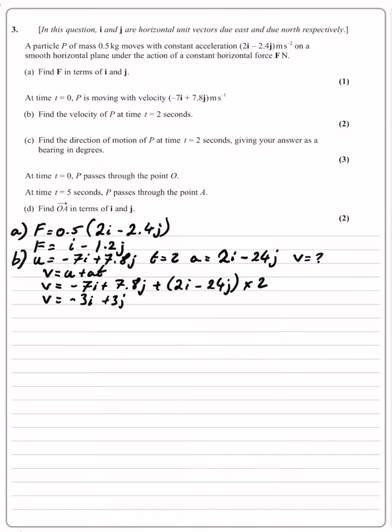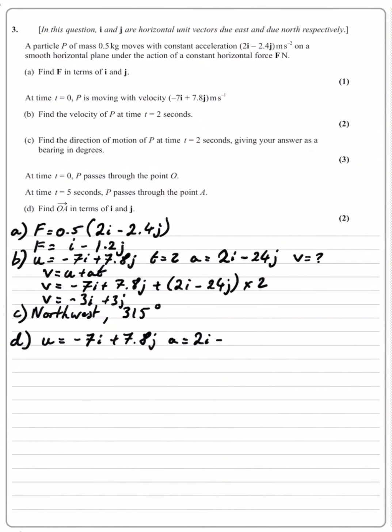For C, well, negative 3i plus 3j, that's northwest, so that's a bearing of 315. If you didn't spot that, you can do a little bit of trig, do inverse tan of 3 over 3, and then add it to whatever you need to end up, or subtract it from 360 to end up with 315 being the bearing.